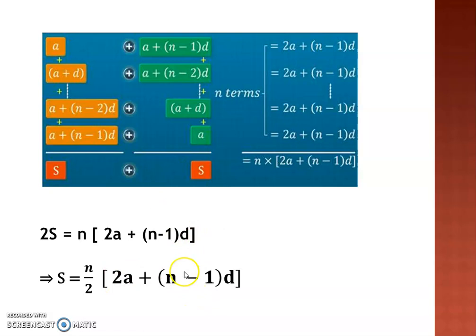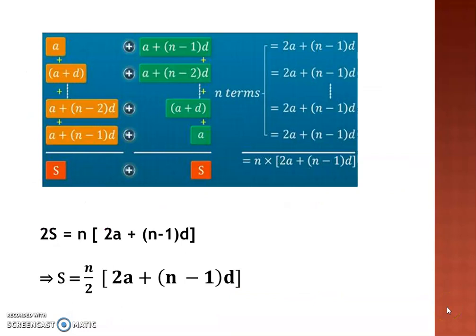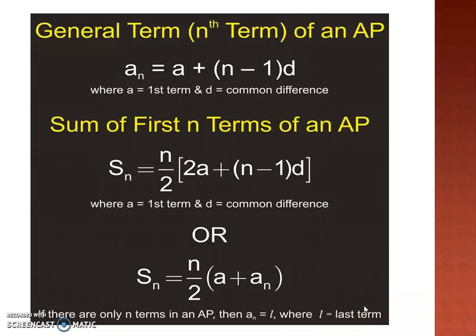So you can directly just remember the formula, and there is one more formula, that is Sn is equal to n by 2 into (a plus l), where l is nothing but the last term, or the nth term. So there are two formulas for the sum of n terms of an AP. The nth term of an AP is a plus (n minus 1)d, where a is the first term and d is the common difference.